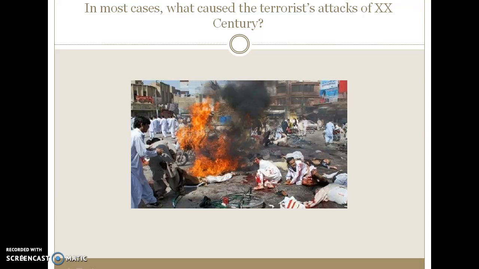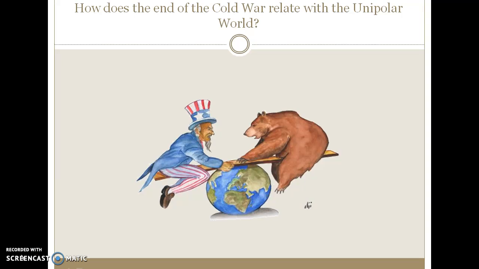Okay, here we have the third one. How does the end of the Cold War relate with the unipolar world? Well, leaving aside that the war was relatively peaceful, there was fighting and, most important, two superpowers. The unipolar war is the US and the Soviet Union fighting for power to be the major countries in the world. That's the definition of unipolar war, and that's the relation, I think. And here we have the last one.